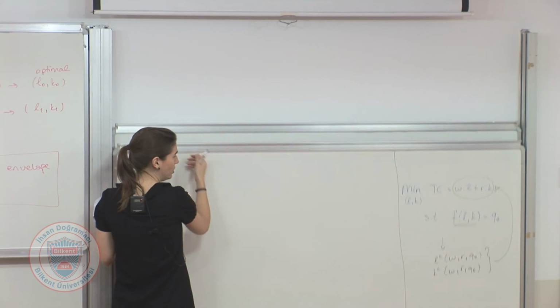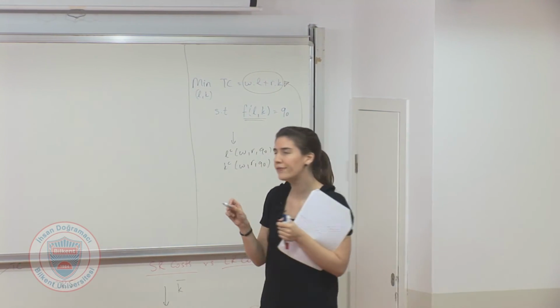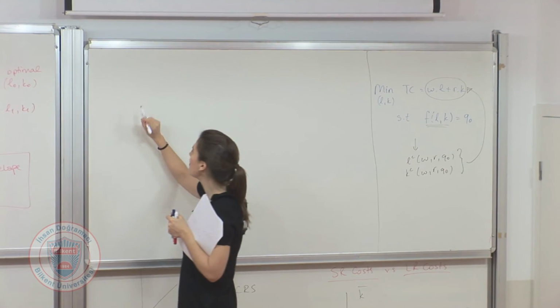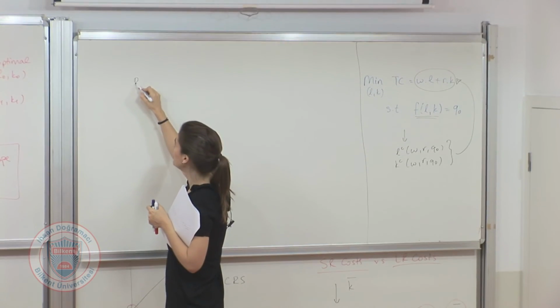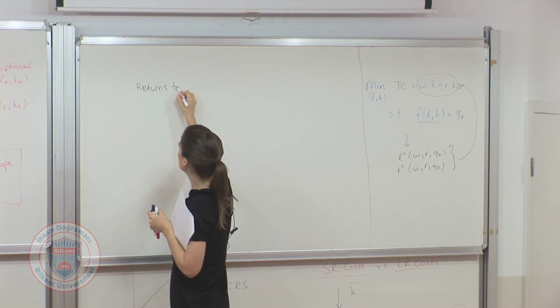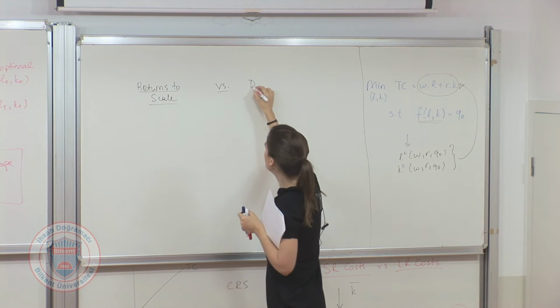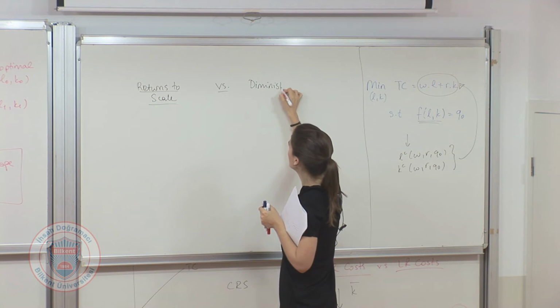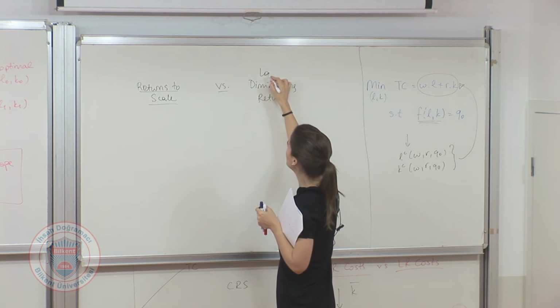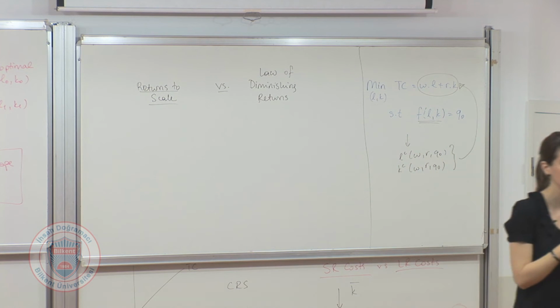And by the way, you should be careful that these are two different concepts, okay? So let me actually mention it. Returns to scale versus the law of diminishing returns. Do you remember what these are?